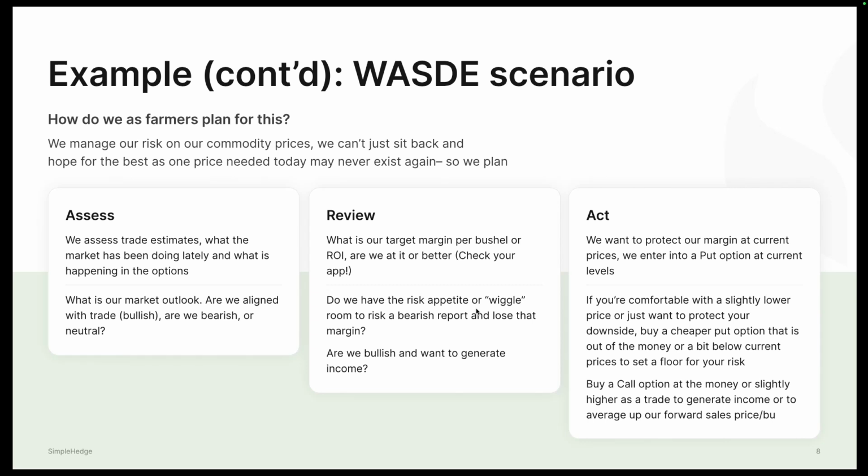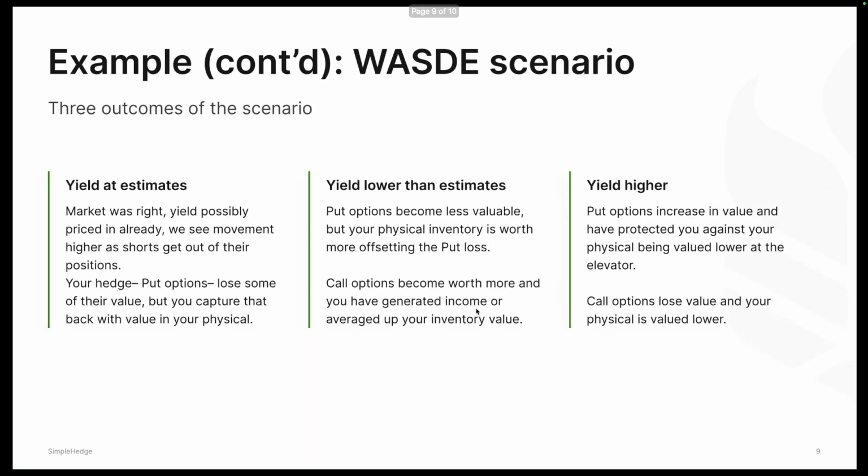So again, it all depends on how you assess yourself, what you wanted to do, and then how you acted on it. So, kind of 3 outcomes. What would happen on the WASDE is the yields come in at estimate. So essentially the market was right. The yield was possibly already priced in if that's what was happening leading up to it.